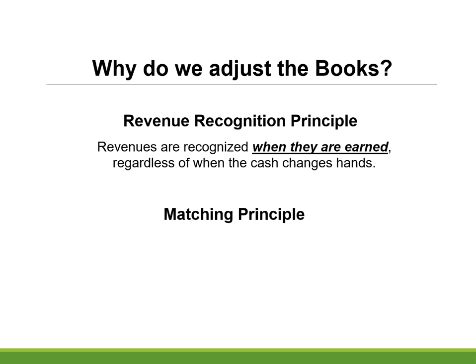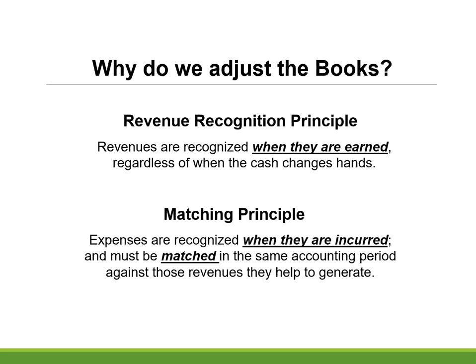Now we also have the matching principle. And the matching principle states that expenses are recognized when they are incurred and must be matched in the same accounting period against those revenues they help to generate. So we have to match our expenses with revenue. So let's say during the time in which I prepared the tax return for my client, I also had an employee that worked for me and earned $500 for which I paid them. I need to match that $500 of wages with the $1,200 worth of revenue that I have recognized.